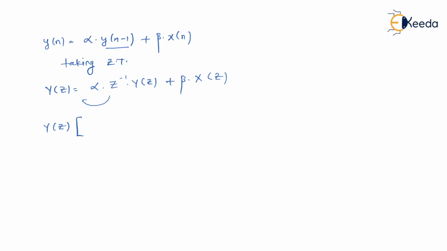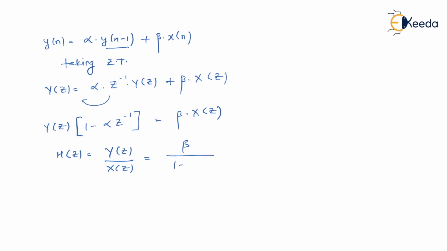Now what I can do is shift this Y(z) term here, and if I take Y(z) common, what remains inside is 1 minus alpha z inverse, and this is equal to beta times X(z). Or I can say H(z), which is nothing but the ratio of Y(z) upon X(z), known as the transfer function, is equal to beta upon 1 minus alpha z inverse. This is your H(z).